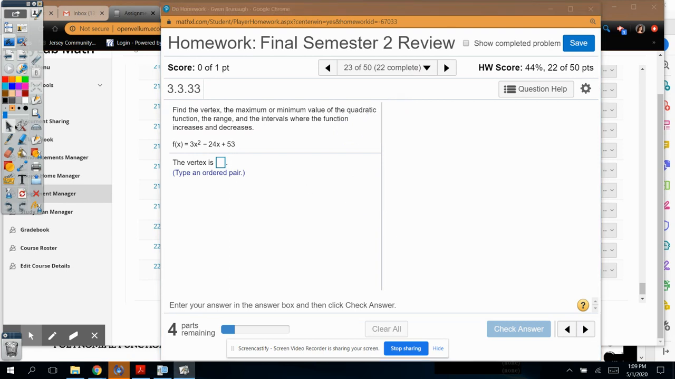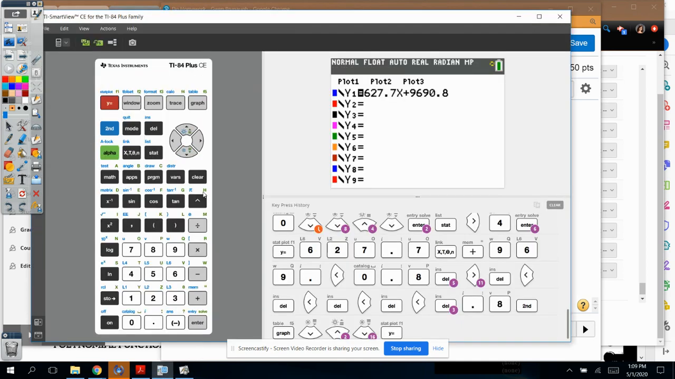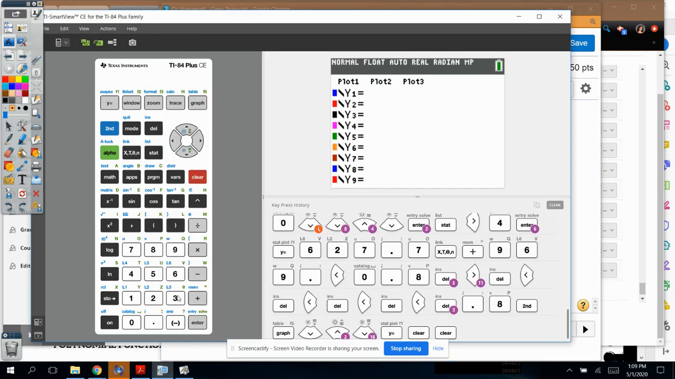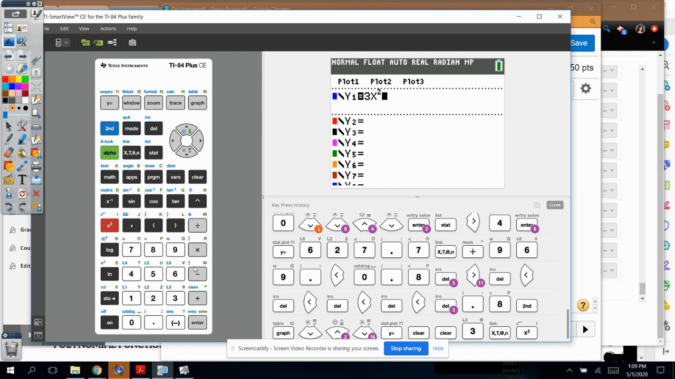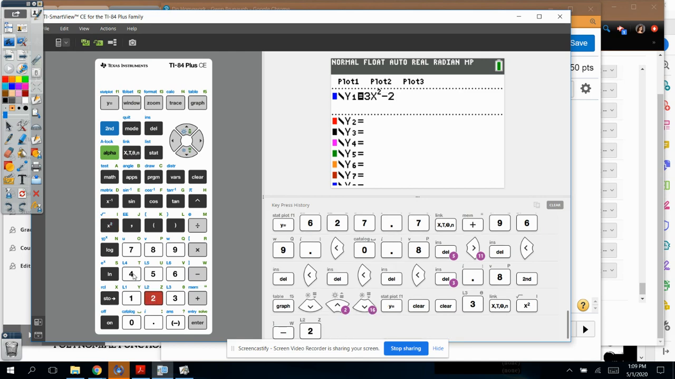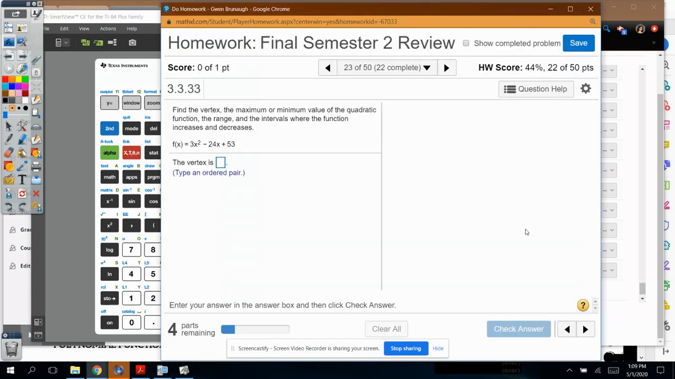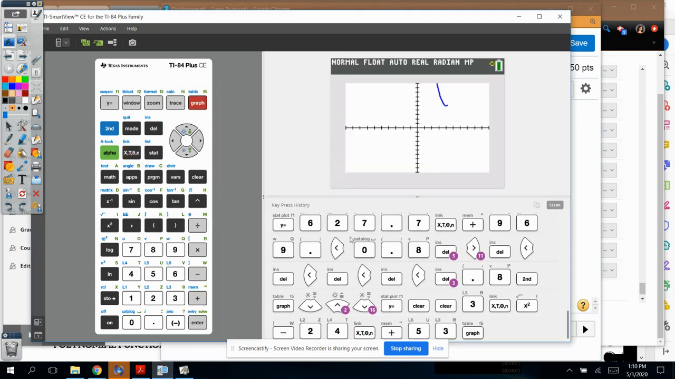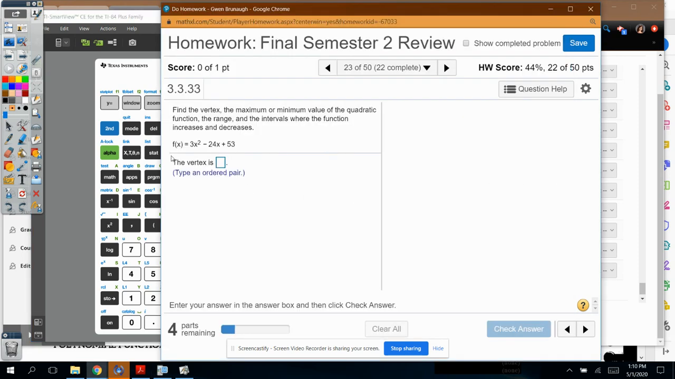Okay, this one, I would use my calculator on this. We're going to go ahead and type this into our calculator. All right, what I got? I have 3x squared minus 24x plus 53. Okay, and we're going to look at the graph. Here's the graph. And the first thing they want to know is the vertex.